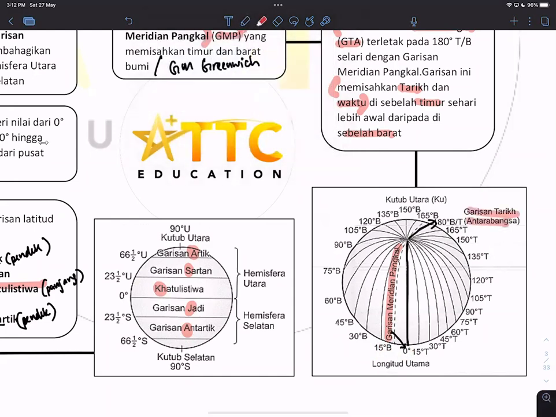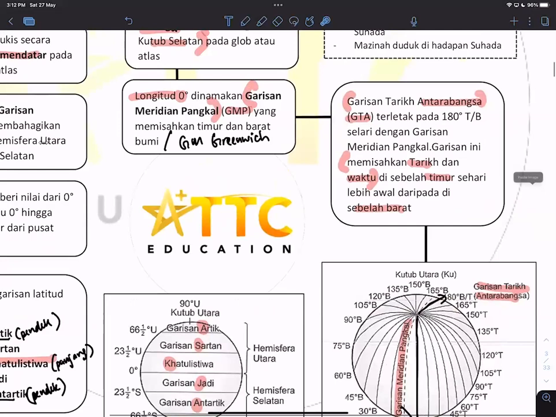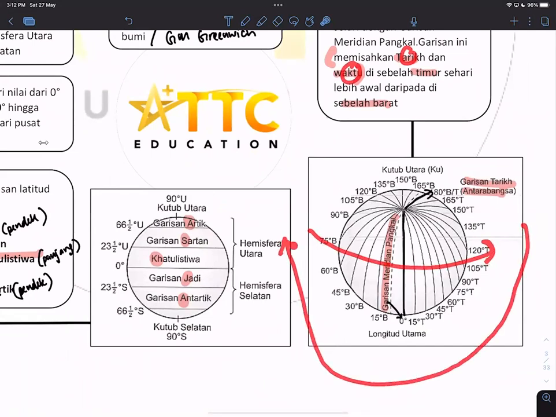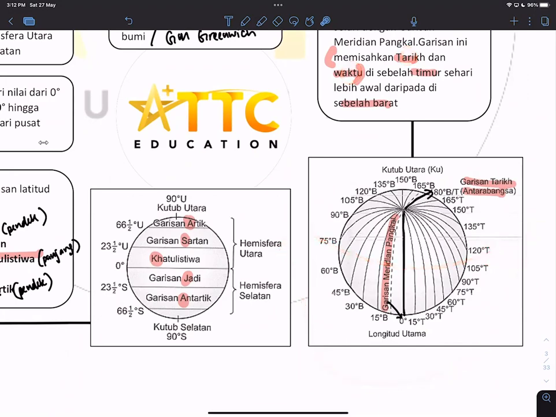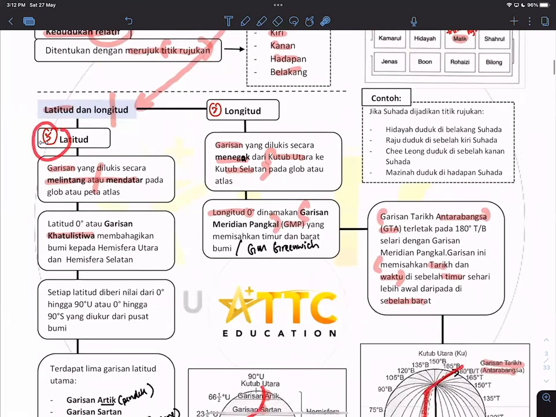So if GTA is 12 in the AM now, it will be 28 May. But the rest still under 27 May. So which means GTA is the earliest longitude to have a new date and then a new time. Yeah, because the Earth is rotating from west to east. That's why sunrise from east, sunset to the west. Okay, Earth rotating. Okay, so we have ASKJA for the latitude, and then only GMP or GMG and the GTA for longitude. So remember 5 latitude, 2 longitude.